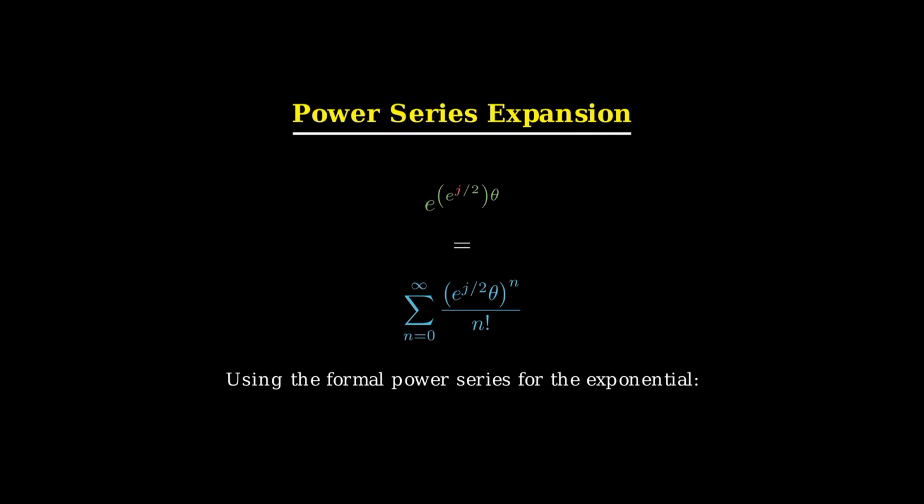To figure out what e to the j over 2 times theta is, we use a formal power series expansion. That's just a fancy way of writing it as an infinite sum. The sum from n equals 0 to infinity of e to the j over 2 times theta to the n divided by n factorial. This series is rock solid mathematically, so we're good to go. Let's break it down further.